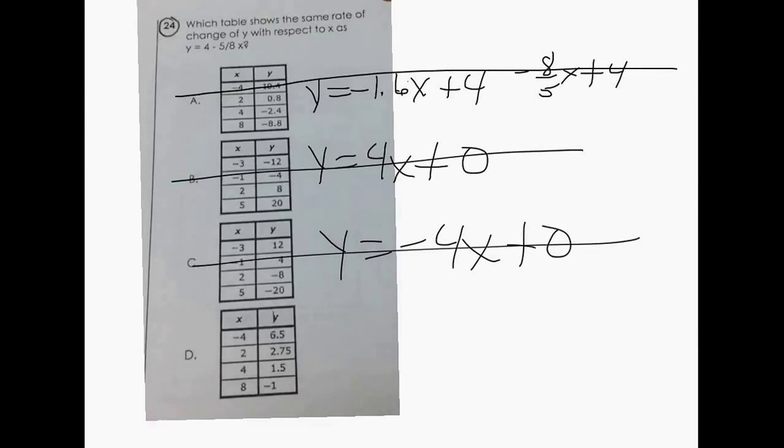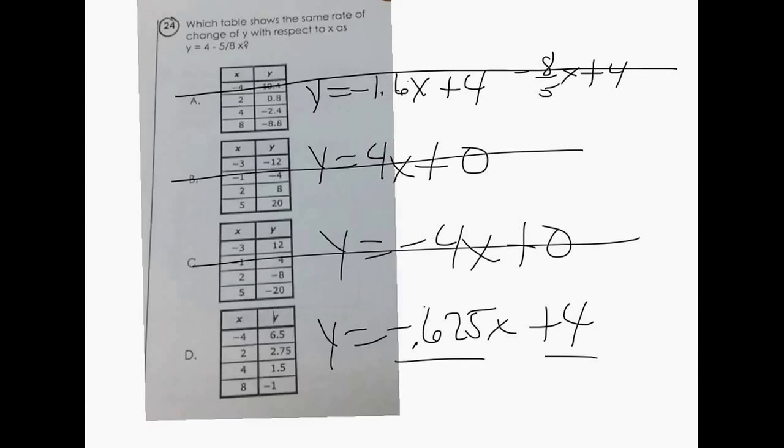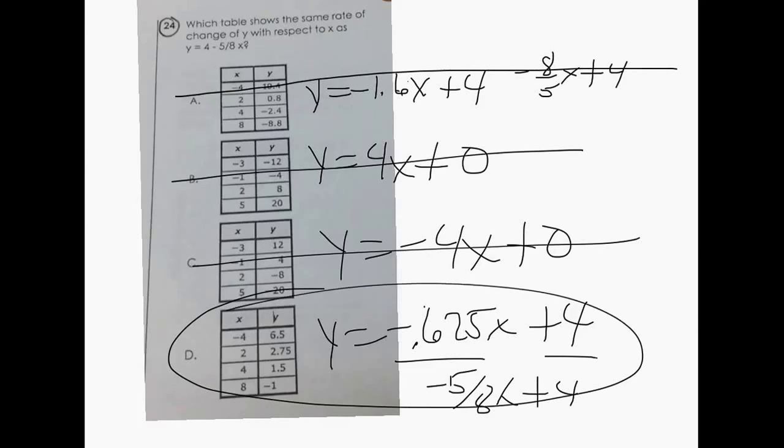Try the last one. Negative 4, 2, 4, 8, 6.5, 2.75. So this is y equals negative 0.625x plus 4. So the 4 is right. Now I just need to try the negative 0.625, math 1, enter. This is negative 5 over 8 x plus 4, and so this is the right answer.